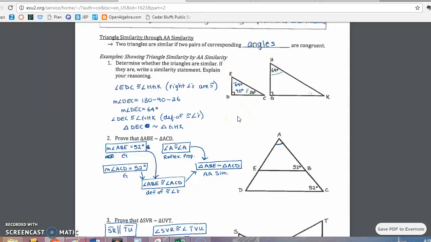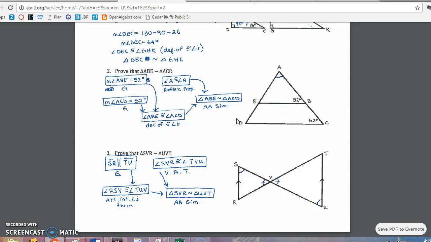So we really only need two pieces of information to prove that our triangles are similar. We can see that here in the next example. We want to prove that triangle ABE is similar to triangle ACD. So that's this big triangle is ACD, and then ABE is this smaller one. So first we're going to list what we're given. Well, we're given the measure of angle ABE, and we're given the measure of angle ACD. So those are our given pieces of information.